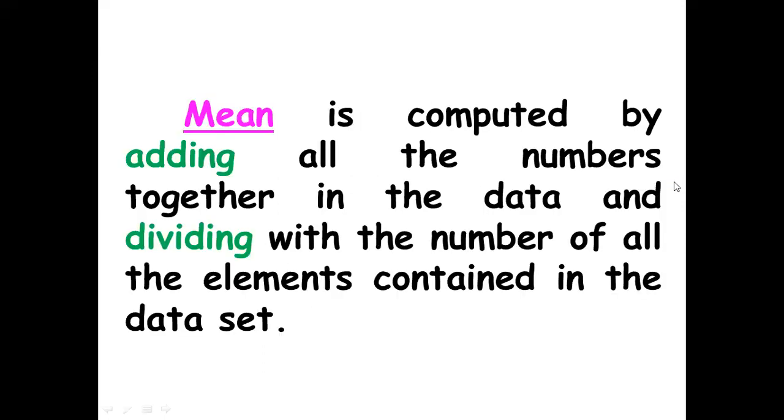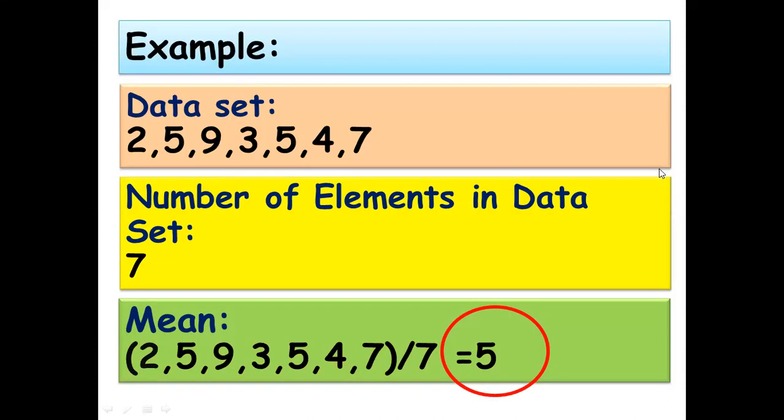So first, let's define mean. Mean is computed by adding all the numbers together in the data and dividing by the number of all the elements contained in the data set. For example, we have a data set of 2, 5, 9, 3, 5, 4, and 7. The number of elements in the data set is 7. So the mean is the sum of the data set: if we add 2, 5, 9, 3, 5, 4, and 7, and then divide that by 7, the answer here is 5.